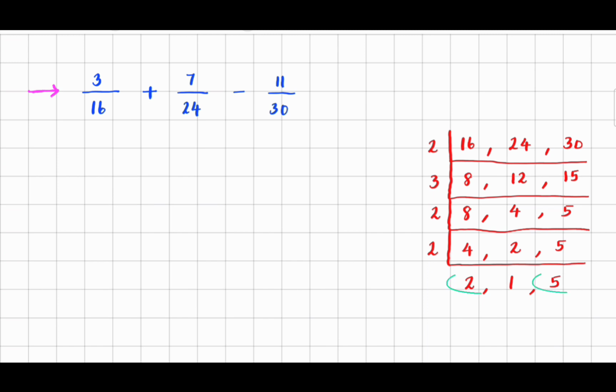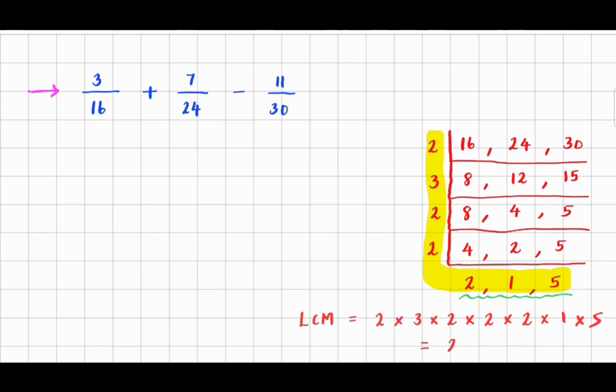At the moment, we have two prime numbers 2 and 5 and 1 at the bottom of our division ladder, right? Remember that I told you, as soon as we get the prime numbers or 1 in the division ladder, just close it. So I am going to make a big L outside of my division ladder, and all those numbers that are contained in the L, just multiply them all together. So LCM is going to be 2 times 3 times 2 times 2 times 2 times 1 times 5, which equals 240. So we found the LCM.